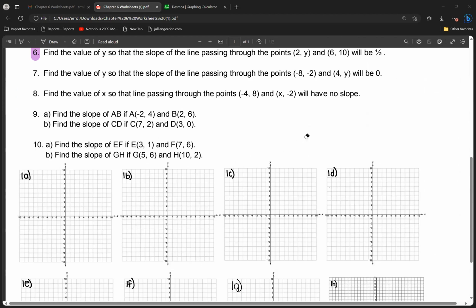All right, tell me what to write. 6 minus 4 over 2 minus -2. Okay, what is that? 6 minus 4 is 2 over what? 4. And just reduce that to lowest terms, 1/2, right?